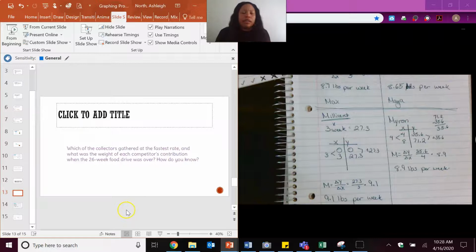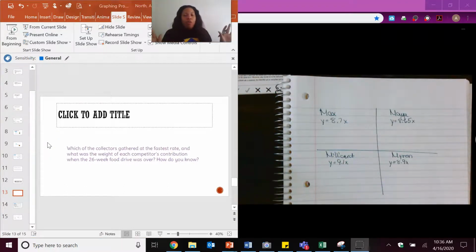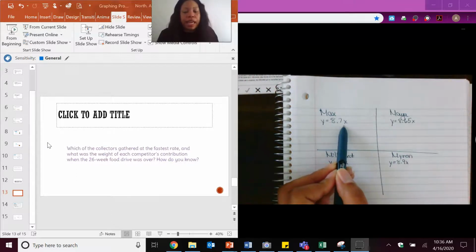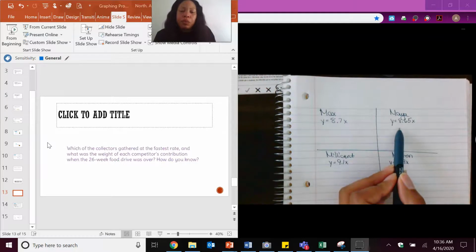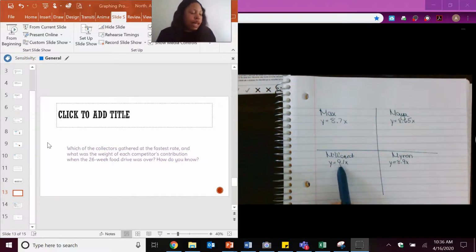So off the bat, we already know that. So Ms. North turned the page. I want to make sure that we all were very clear of what we've done. So after we found everyone's rate of change, I created an equation. So Max's equation was y equals 8.7x because his rate of change was 8.7. Maya's equation was y equals 6.65x because her rate of change was 6.65. Millicent's rate of change was 9.1, so her equation was y equals 9.1x. And Myron's rate of change was 8.9. Therefore, his equation was y equals 8.9x.